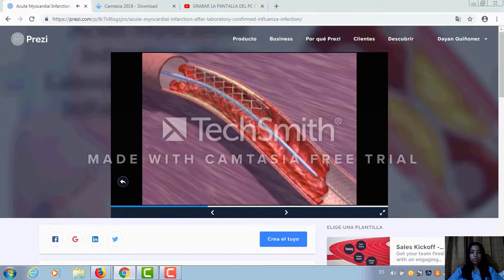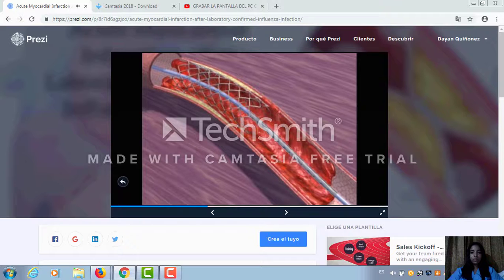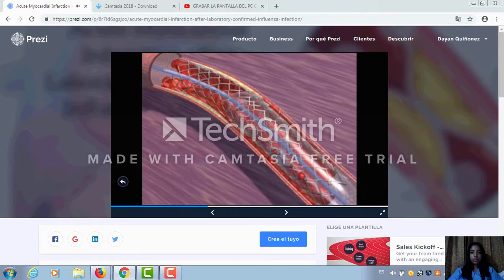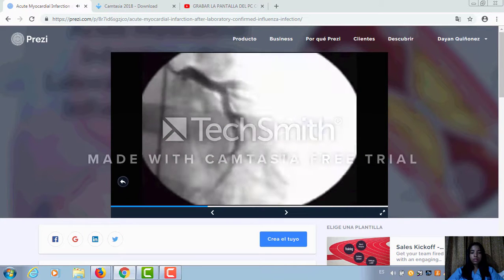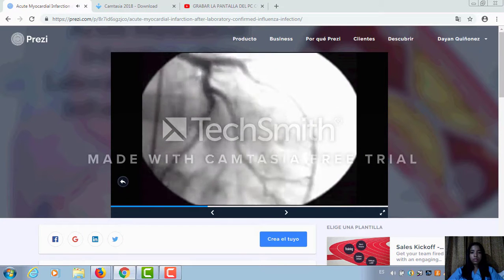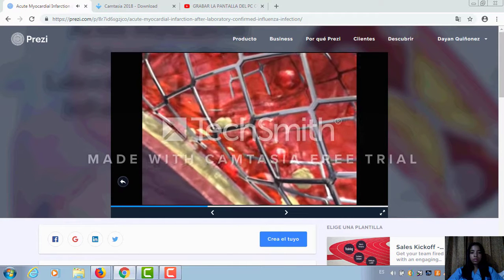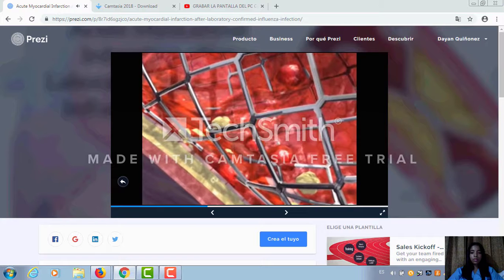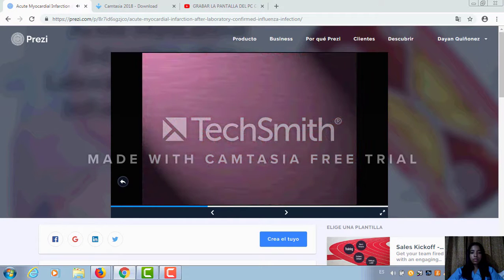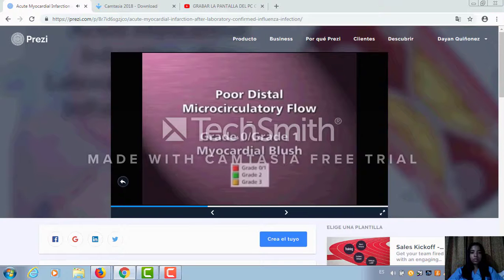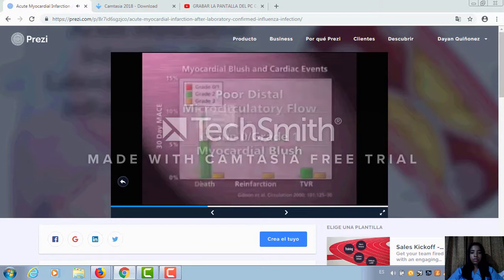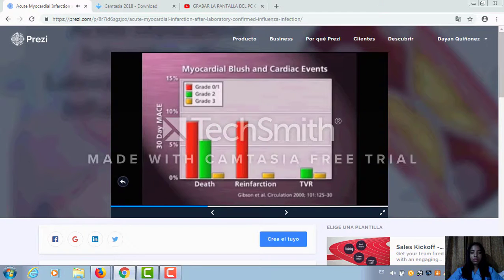Due to the apparent long length of the lesion, a second stent is placed. Placement of this stent also causes some distal embolization. Although the angiographic result is quite acceptable, a significant amount of residual thrombus persists, both at the stent edges and adherent to its struts. The poor distal microcirculatory flow, as assessed angiographically by myocardial blush, strongly correlates with a poor clinical outcome.